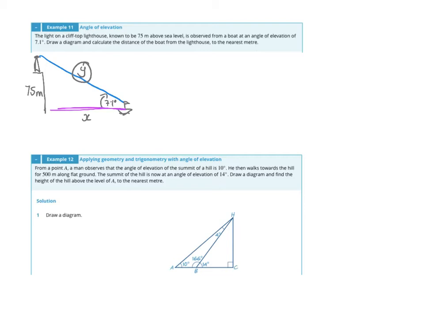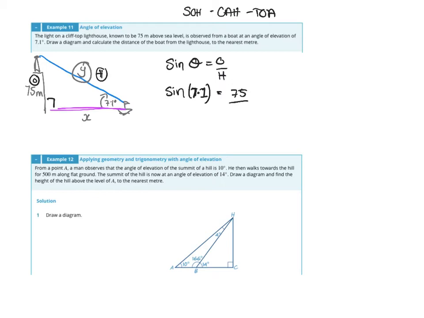If you've got the opposite, we've definitely got opposite, and we've got the hypotenuse. Which formula are we going to use? I'm going to write them up here again. Yeah, good. Sine. So I'll write that out. Sine angle equals O over H. Sine 7.1, sorry, 7 point 1, equals the opposite over the hypotenuse. I write 75 over, we called it Y. And then you can pop it in your calculator: solve, comma Y. And you're going to get that distance there.